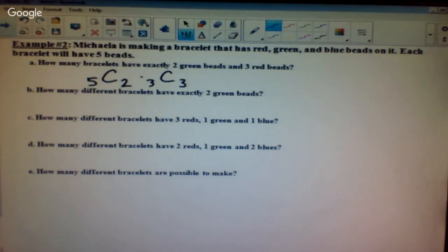How many bracelets have exactly 2 green? 5C2. Okay, we have a problem. We've only filled in 2 beads. I need a total of 5. I have no more exact. So, how many color options do I have once I've used my green? 2. Once you use green, all you have is red and blue. So there's 2 options, and I have 3 beads left to fill, so it's 2 to the 3rd.